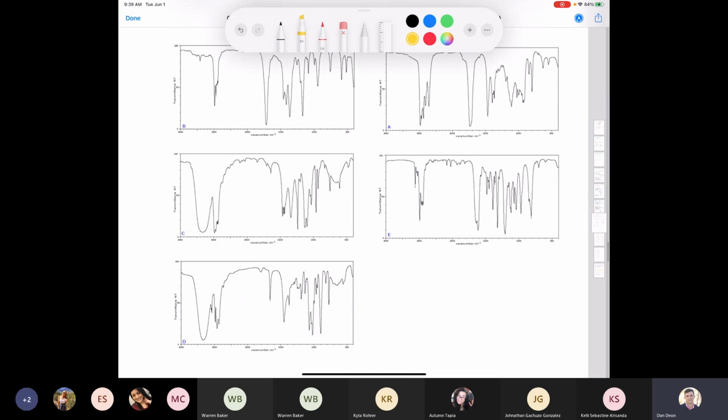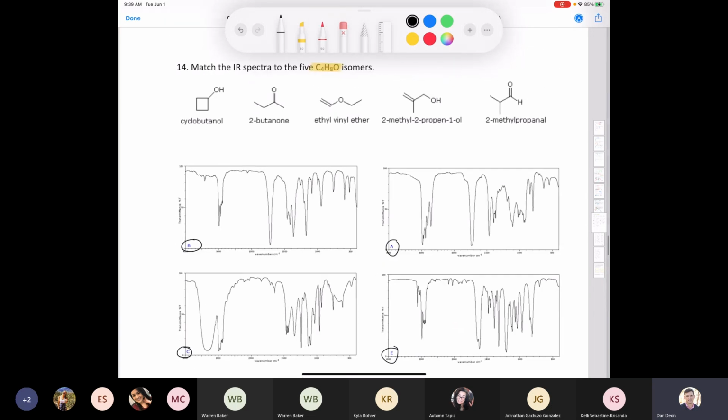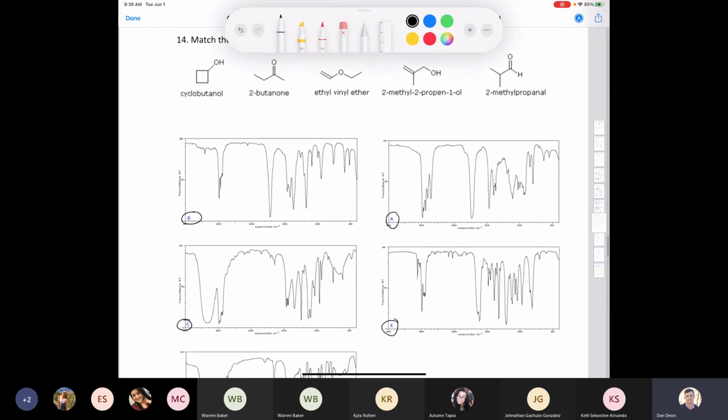They're labeled kind of funny, aren't they? This one says A, this one says B, this one says C, this one says D, and this one says E. Who put that together? Anyhow, they're all labeled kind of funny here. But let's see if we can figure it out.